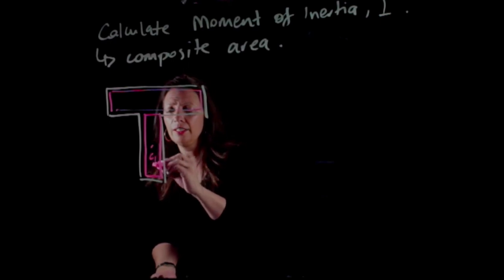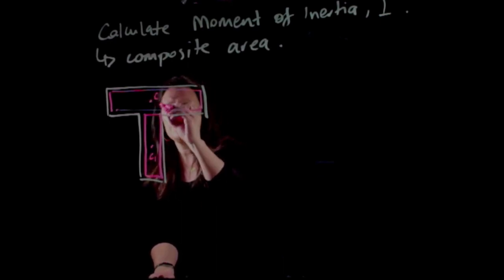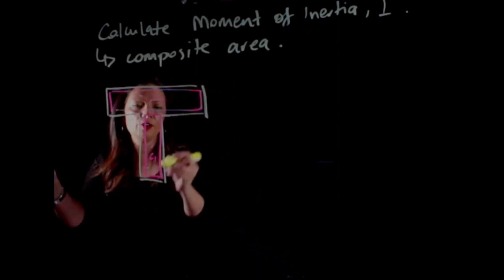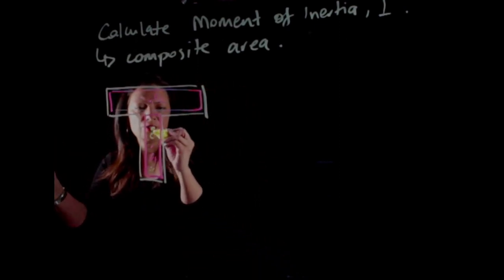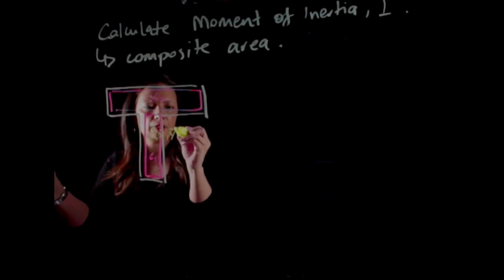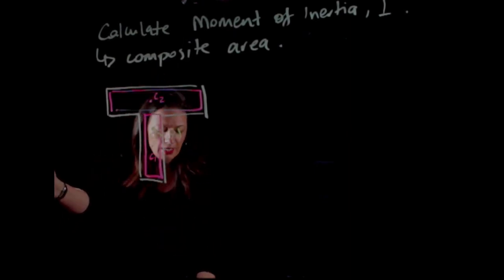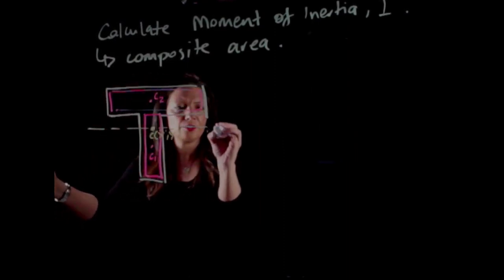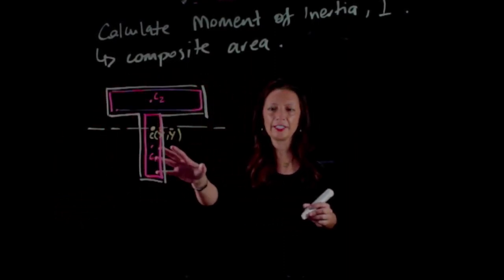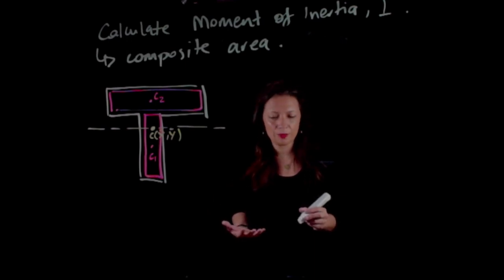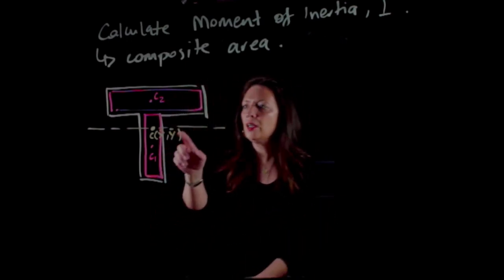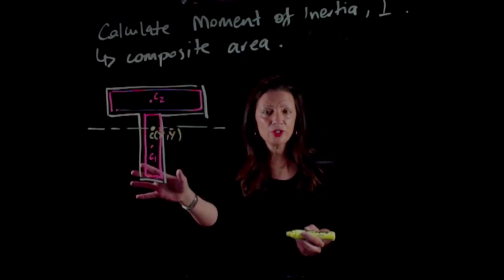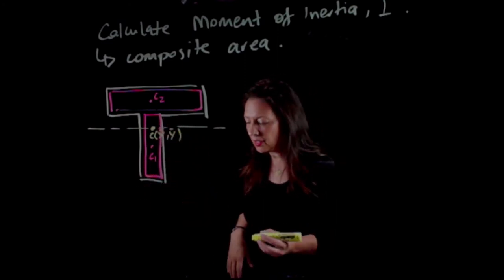Each will have a centroid of its own, and the whole geometry will have a centroid at x bar, y bar. And my neutral axes will pass through the centroid. So this is what we learnt how to calculate in the last video. But now how do I calculate the moment of inertia of a composite area?